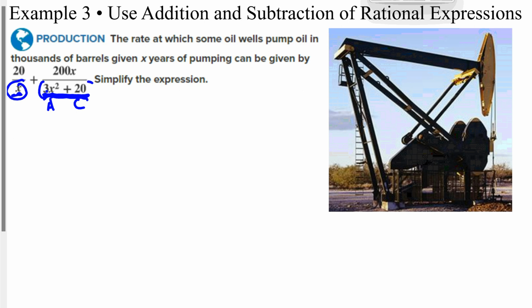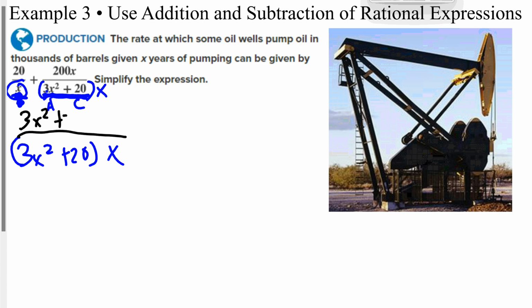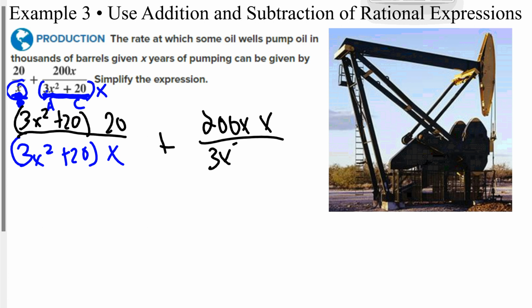So this one on the bottom needs to be multiplied by x, and then this one doesn't have these two terms, 3x squared plus 20. So this one on the right has to be multiplied by 3x squared plus 20. I have to multiply by that x, and then on top I also have to multiply the 20 by 3x squared plus 20, and then this fraction, the 200, has to be multiplied by x. Oh, I guess it's already multiplied by x, but it needs another one, because on the bottom I had to multiply that 3x squared plus 20 by an x.